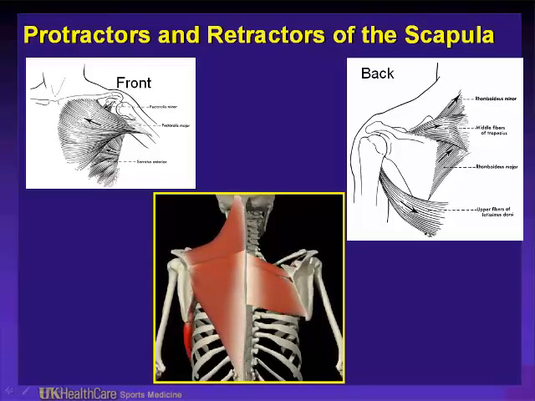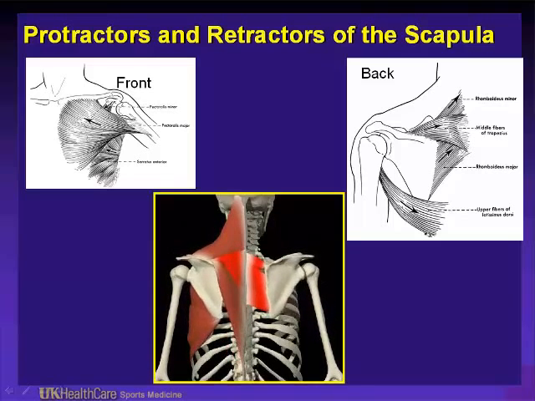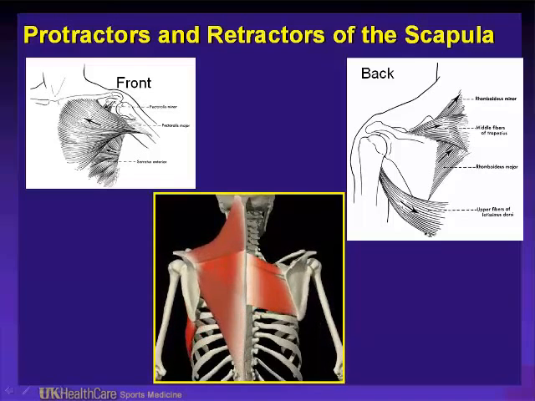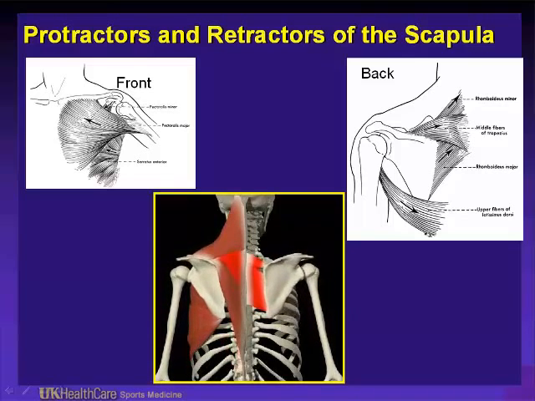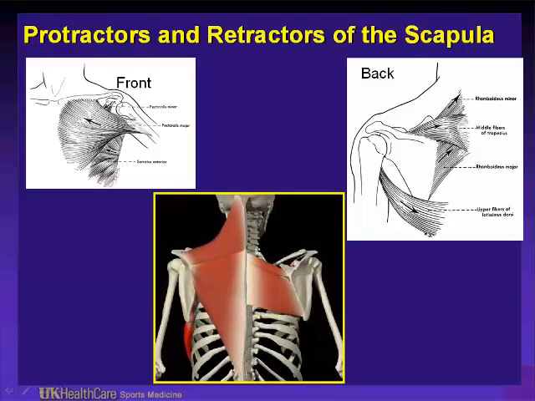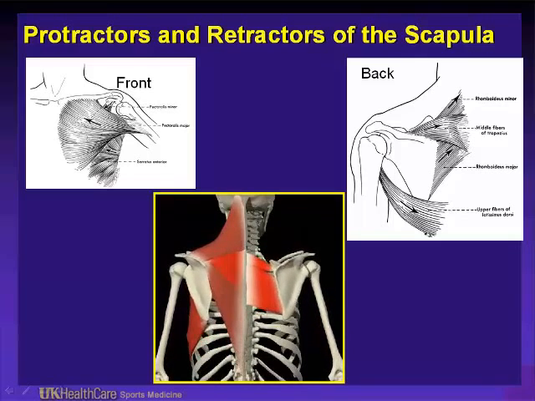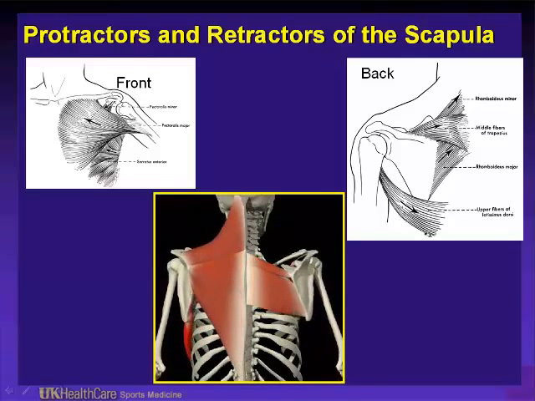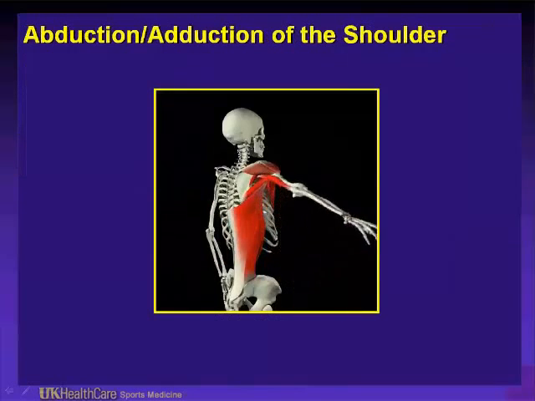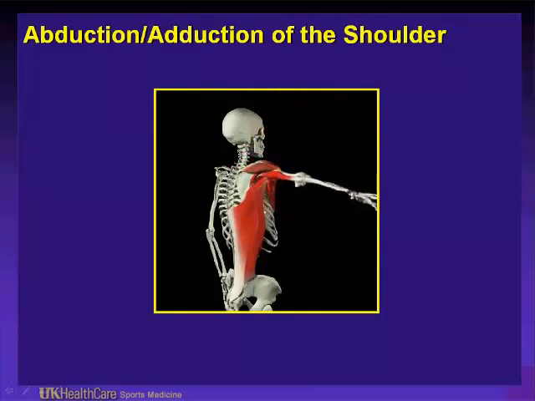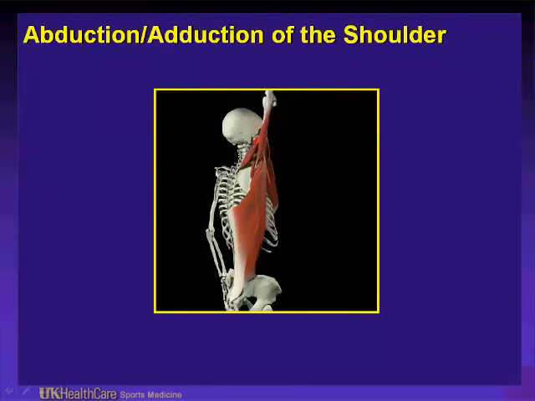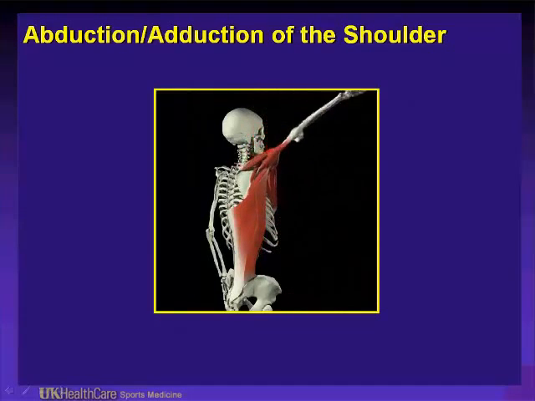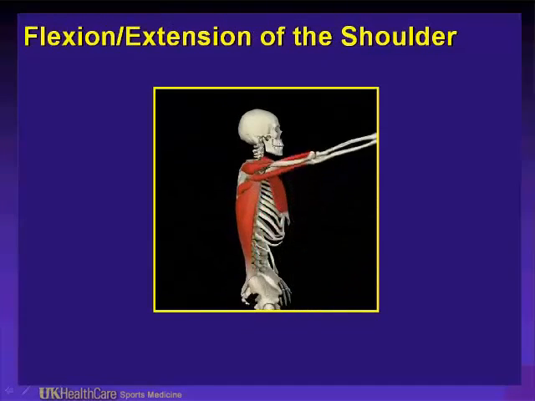Oftentimes we'll see the scapula go into a protracted position with a thrower, which is secondary to a rotator cuff problem or a labral problem usually. So check the scapula for symmetry and think about relative weakness of the retractors causing the scapula to go into protraction and internal rotation, moving away from the spine. Also the abduction and adduction of the shoulder involving these scapular stabilizers, as well as the latissimus, deltoid, pectoralis major. And flexion and extension of the shoulder.